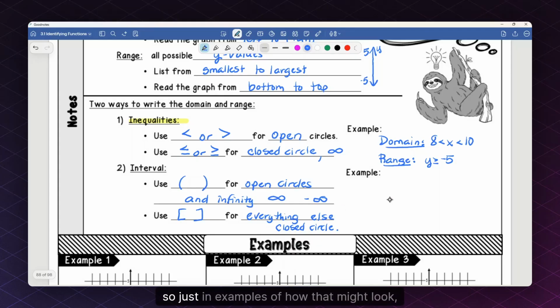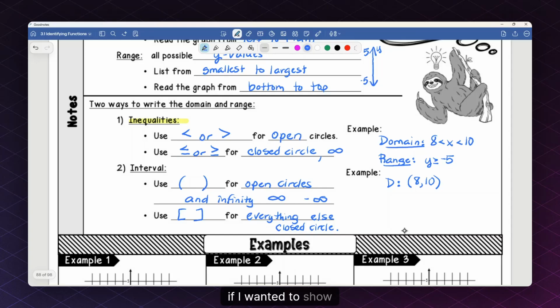Okay, so just in examples of how that might look, you see how I wrote that domain up here where it was 8 less than x, which is less than 10. How I would write that in interval notation is I would do 8, comma, 10. And because it was two less than signs, there was no equal bar in it, I'm going to do parentheses around those. Okay.